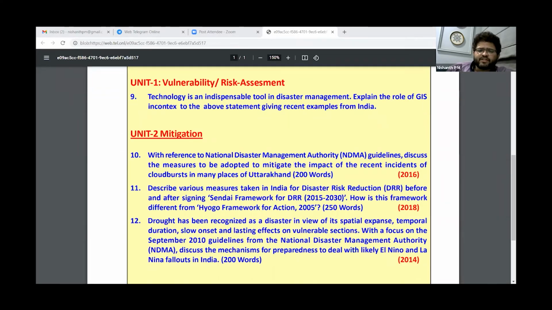Describe various measures taken in India for disaster risk reduction before and after signing the Sendai framework of 2015-30. How is this framework different from the Hyogo framework? So we all know the Hyogo framework was from 2005 to 2015. From 2015 to 2030, it is the Sendai framework. Try to give the comparison, and then in the context of the Sendai framework, explain what the different measures taken are.